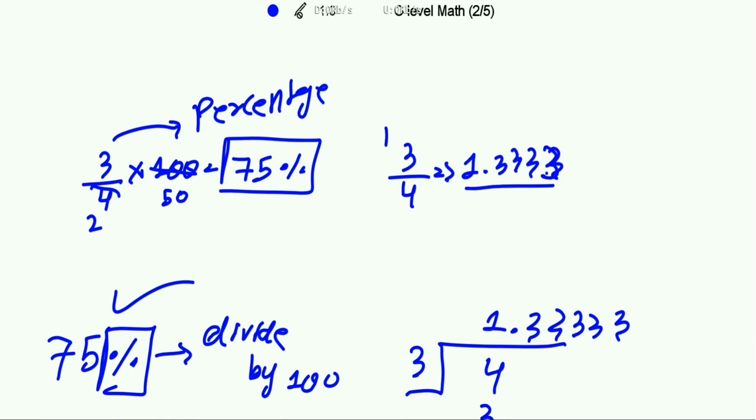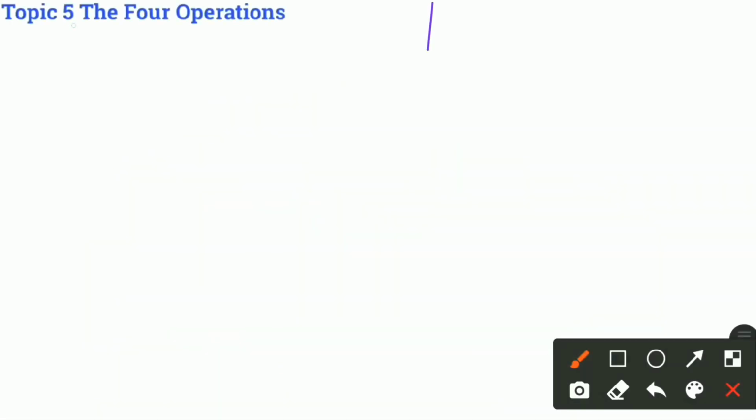This is the decimal form, this is the fraction form, and fraction form can be converted into percentage by multiplying by 100. So this is the relationship: percentage, fraction, and decimal form. And this is the end of topic 4, vulgar and decimal fractions and percentages. Topic 5, the four operations.